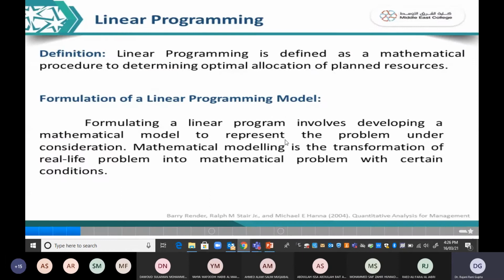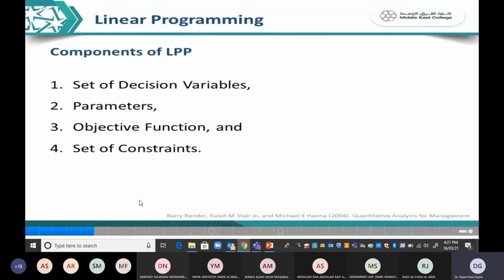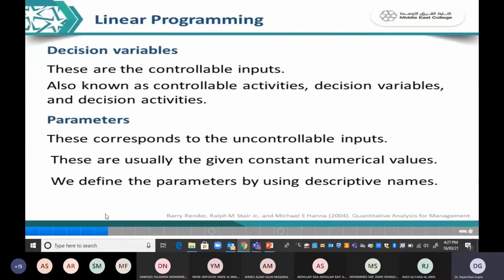So you have seen that there are different components involved in the linear programming problem. What are those components? First of all, the decision variables, the parameters, the objective function, and the set of constraints. So how are they defined? Decision variables are the variables which are under your control, and then you are going to decide how much there should be in quantity or in number. So the main highlight is these are the controllable inputs, whereas parameters correspond to the uncontrollable inputs which are not under your control.